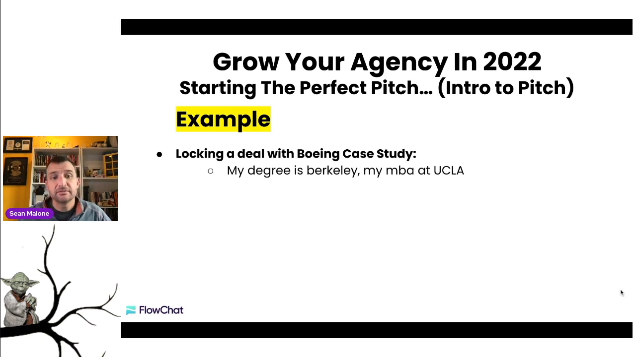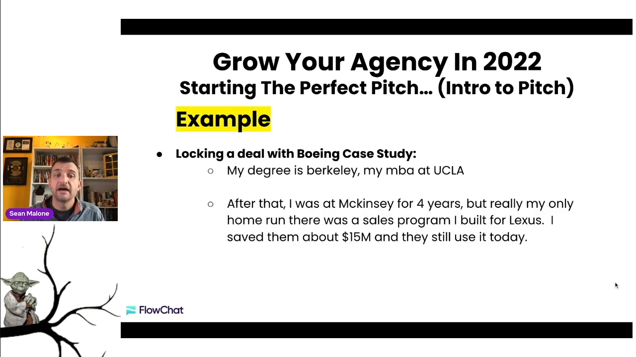So he said, hey guys, my degree is from Berkeley and I got my MBA at UCLA. This is relevant to people that work at Boeing simply because they want to make sure that someone's educated. So he said, hey, my name's Jeff. My degree is from Berkeley and my MBA was at UCLA. And after that, I was at McKinsey for 4 years, but really my only home run there was a sales program I built for Lexus. I saved them about 15 million and they still use it today, right?